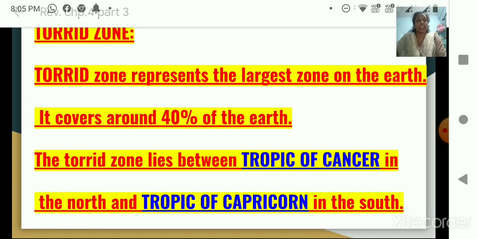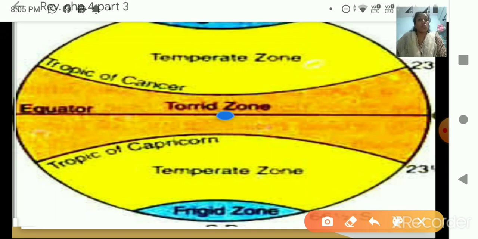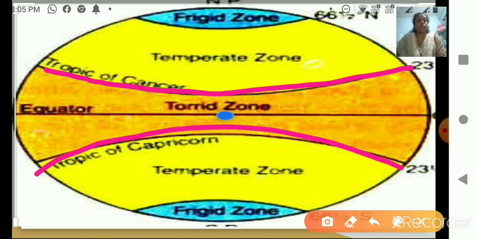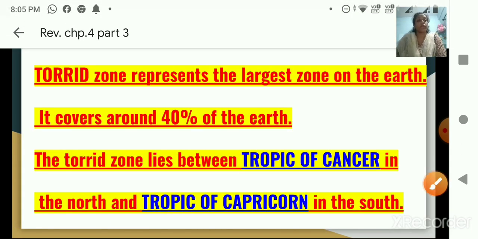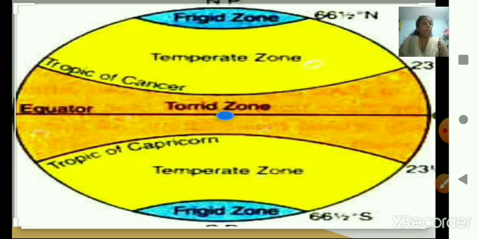Let us see the diagram. See children, the torrid zone lies between Tropic of Cancer in the north and Tropic of Capricorn in the south. The word torrid means extremely hot. As it lies near the equator, this zone receives maximum heat. Okay, it is hot throughout the year.